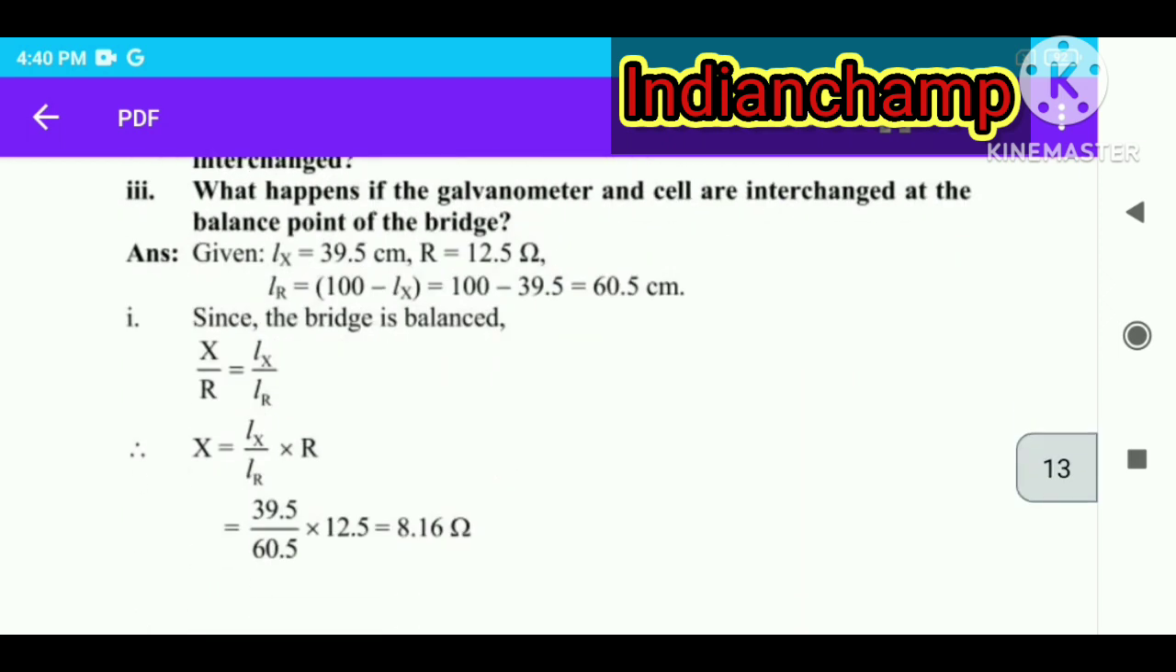Answer. Given Lx is equal to 39.5 centimeter, R is equal to 12.5 ohm, Lr is equal to (100 minus Lx) is equal to 100 minus 39.5 is equal to 60.5 centimeter. First, since the bridge is balanced, X divided by R is equal to Lx divided by Lr. Therefore, X is equal to Lx divided by Lr into R is equal to 39.5 divided by 60.5 into 12.5 is equal to 8.16 ohm.